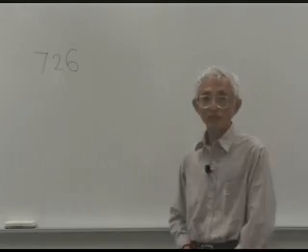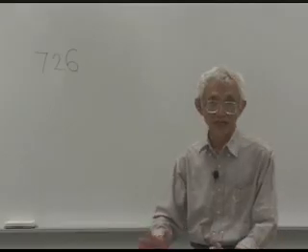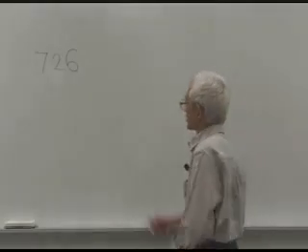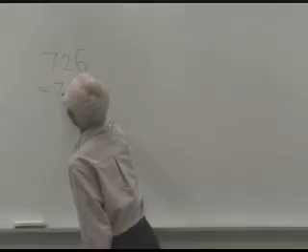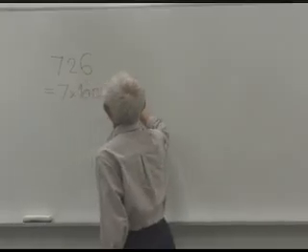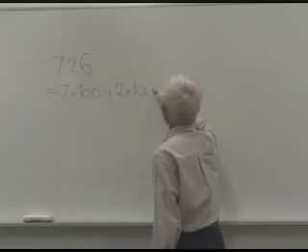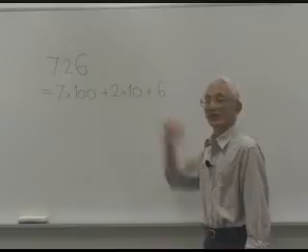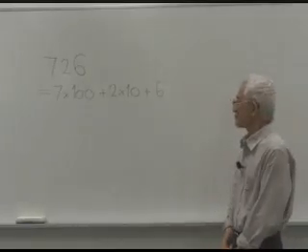So there are two ways. One is breaking up 10, and the other one is making up 10. Let me try breaking up 10 first. So I write 700 as 7 times 100, and 20 as 2 times 10, and then plus 6. I'm going to break up the 10. I'm going to break up the 100 here.